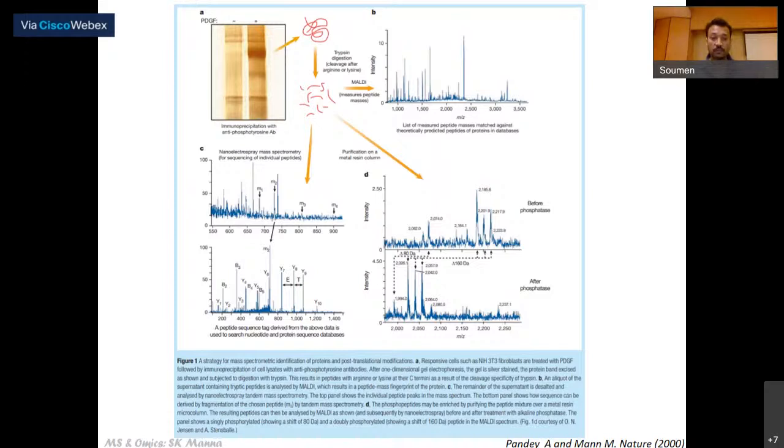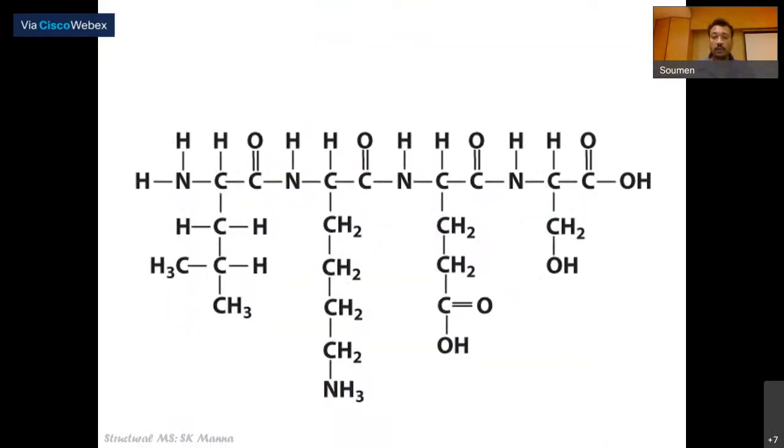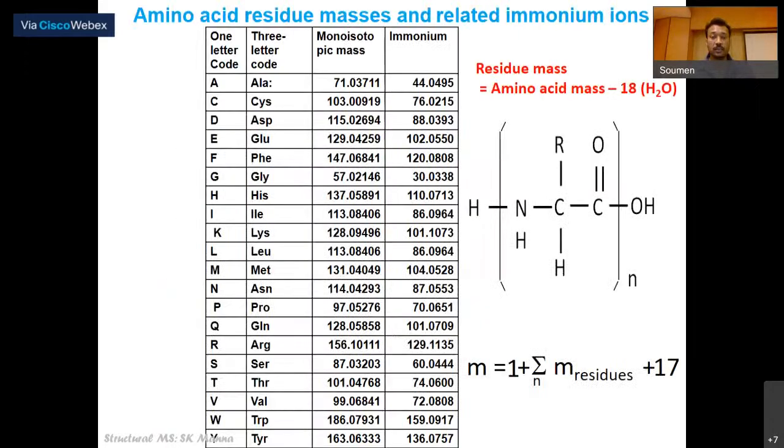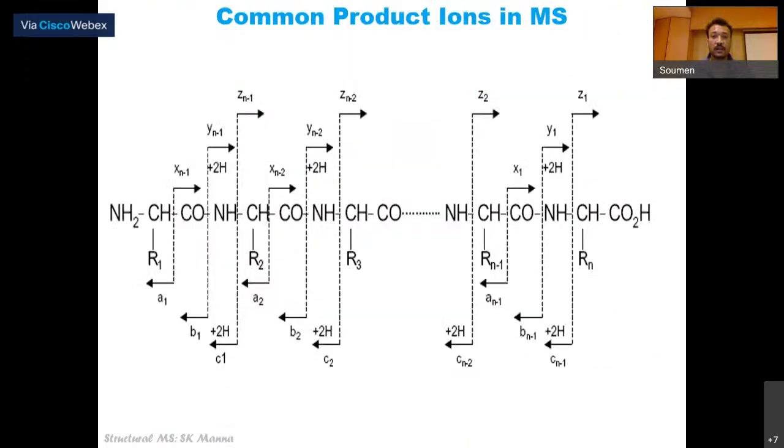So there are different types of things that you can do depending on what you are interested in. Again, talking about a generic workflow, let's say this is a peptide, and as we have seen earlier, these peptides have monoisotopic residue masses and corresponding ammonium ions. We have discussed earlier how to calculate the residue mass, how to calculate the mass of a peptide, and how a peptide fragments. We have discussed all this before, and these are the same things that will be used even when we are doing this process.